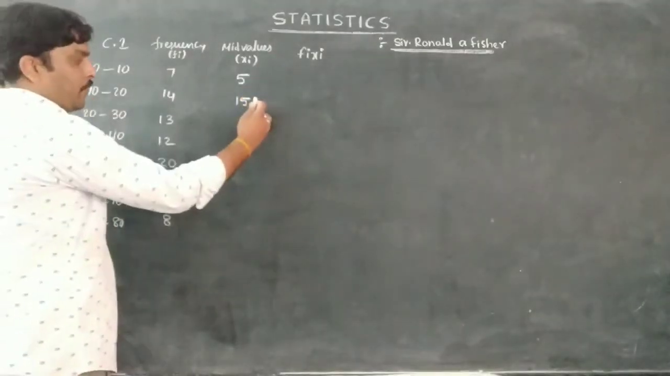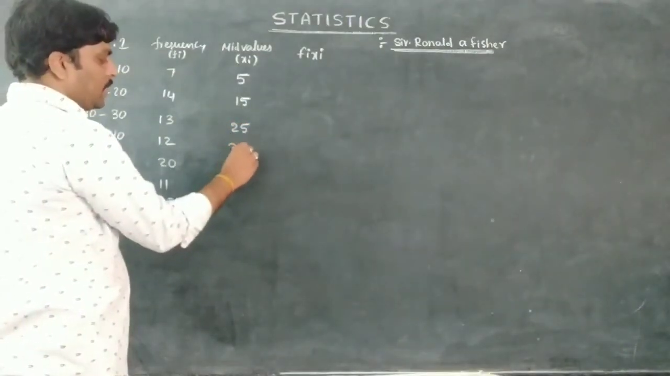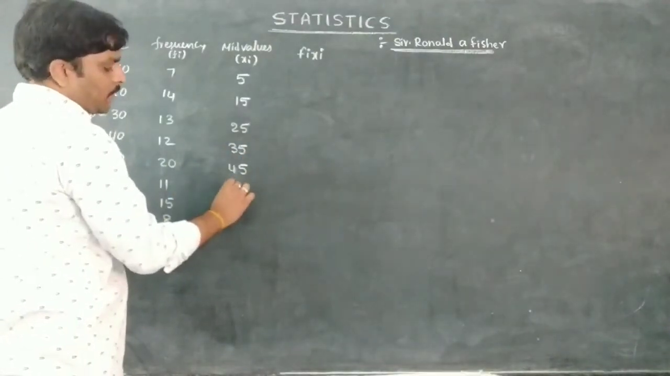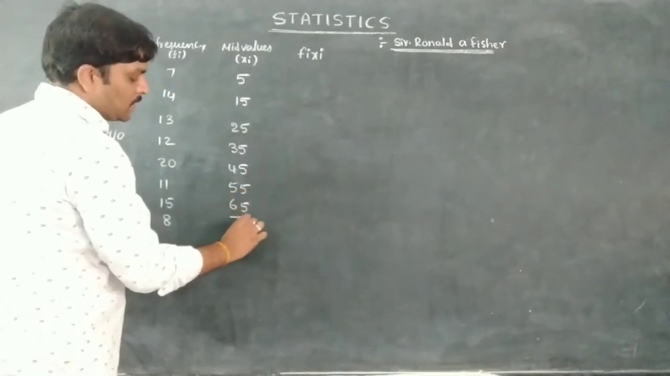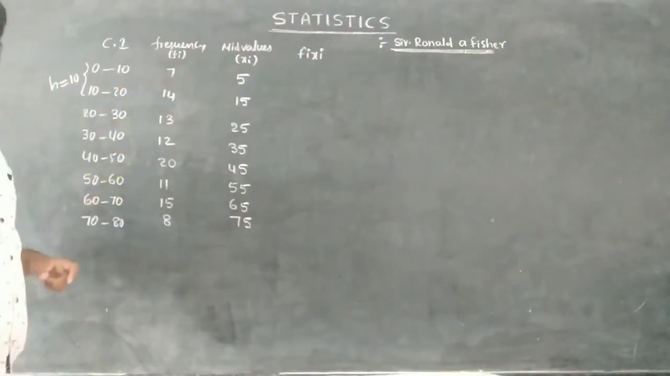5 plus 10, 15. 15 plus 10, 25. 25 plus 10, 35. 35 plus 10, 45. 45 plus 10, 55. 55 plus 10, 65. 65 plus 10, 75. These are the mid values of these class intervals.